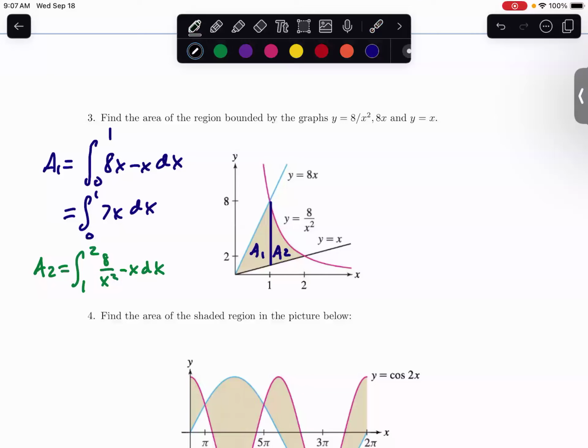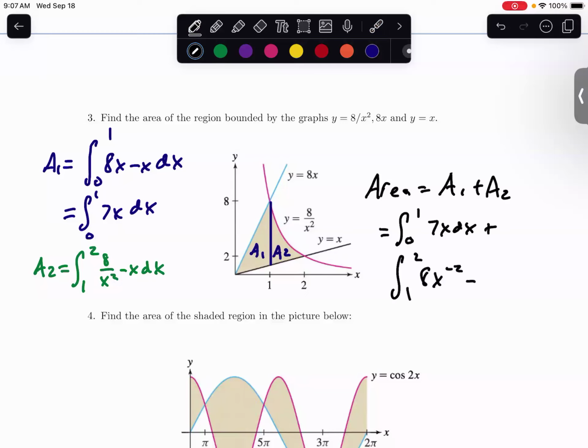So the total area is equal to A1 plus A2. This is really just equal to the integral from 0 to 1 of 7x dx plus the integral from 1 to 2 of 8 times x to the minus 2 power minus x dx. And then you can compute these two integrals.